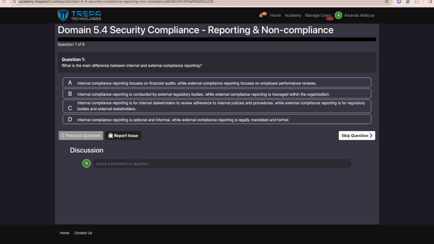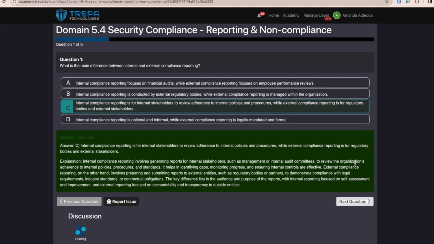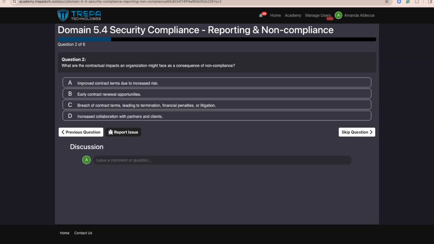Okay, question 1. What is the main difference between internal and external compliance reporting? Let's see here. A, internal compliance focuses on financial audits. No, not going to be A. We're going to go with C. Internal compliance reporting is for internal stakeholders to review adherence to internal policies and procedures, while external compliance reporting is for regulatory bodies and external stakeholders. Awesome. Next question, question 2. What are the contractual impacts an organization might face as a consequence of non-compliance? We're going to go with C. Breach of contract terms leading to termination, financial penalties, or litigation.